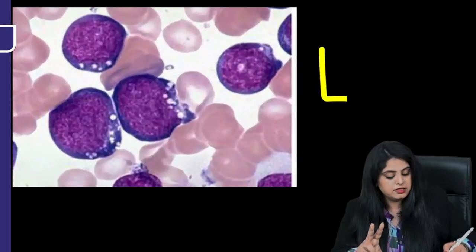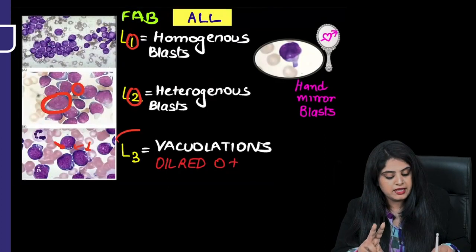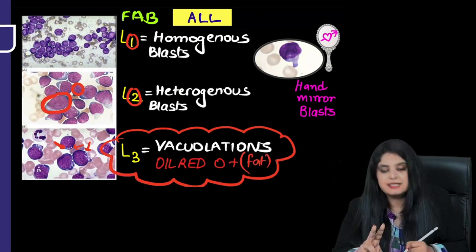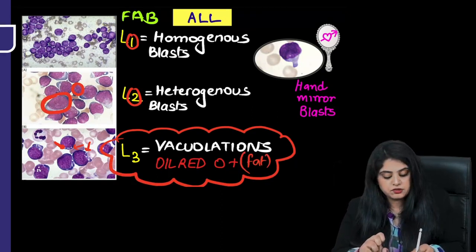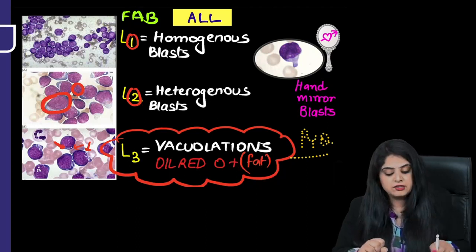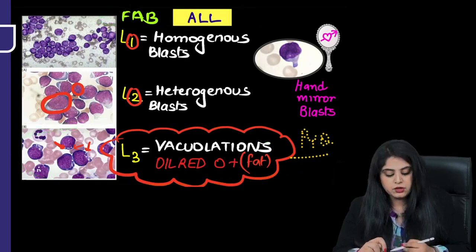But L3 is what is the most important. Can you see these white holes? Those white holes are referred to as the vacuolations. So L3 is the one that has vacuolations because of what? Because it contains fat. It is oil red O positive. This is a very important previous year question that you have to know. Which ALL is going to have vacuolations? L3. Moving on, this was all about ALL.